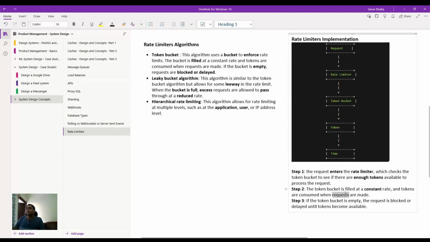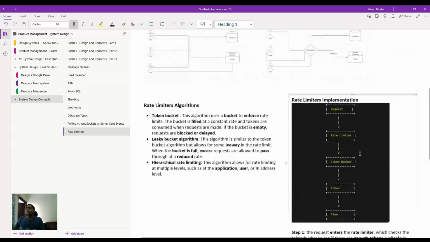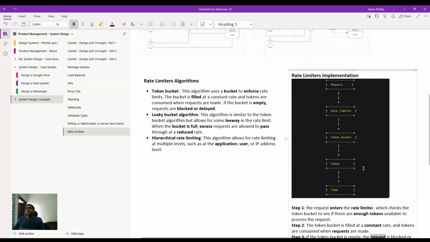So requests have to be made, and then finally, if let's say the token bucket gets empty, this is where the implementation is referring to the token bucket algorithm. So if the token bucket is empty, the request is blocked or delayed until tokens become available. Correct. So you have to wait till your token bucket is full, and only then you pass. So this is a straightforward implementation of rate limiters.